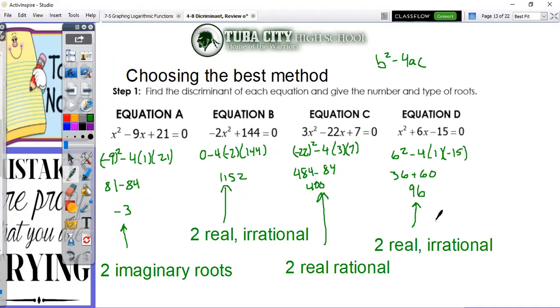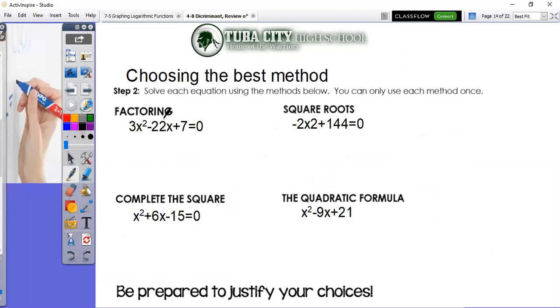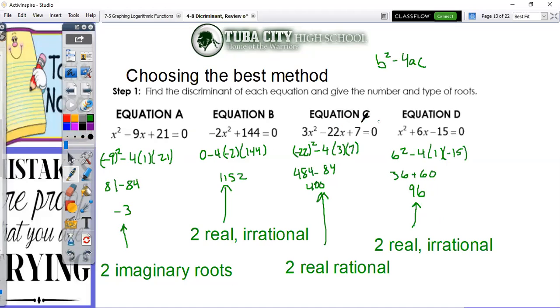All right, so what do we do with this information? Like I was saying, once you know the discriminant, once you have enough information, you can kind of tell which is going to be the best method for solving each type of quadratic equation. So let's go ahead and go through here, and I have choosing the best method. So we have factoring, which is the 3x squared minus 20 plus. It's this one right here.